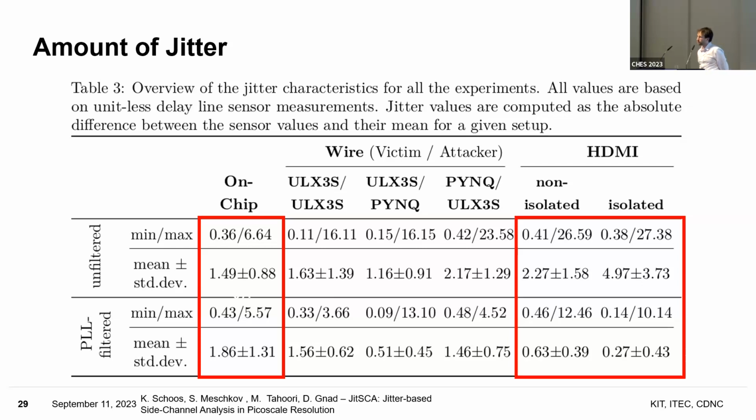In the range of picosecond, 10 picosecond, 100 picosecond. Okay. So the question is first about how much jitter we had. So this is now a table that we also have in the paper where we record the amount of jitter.